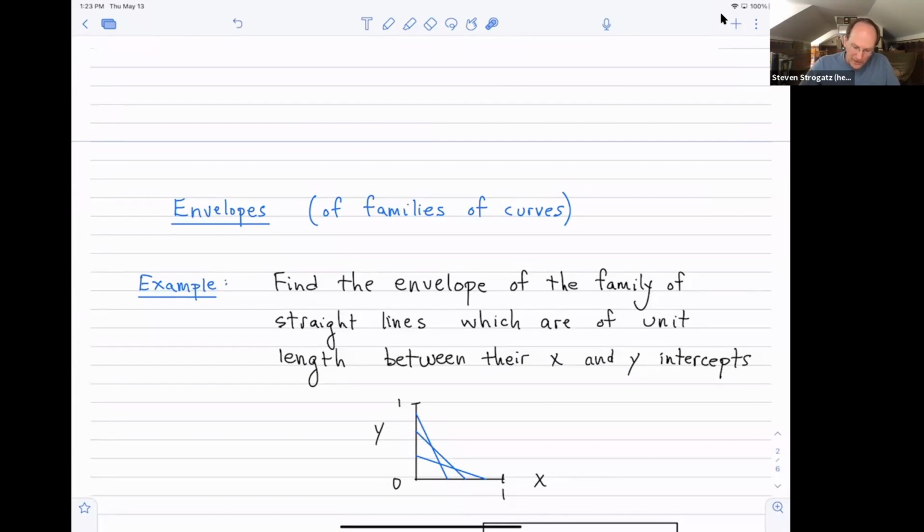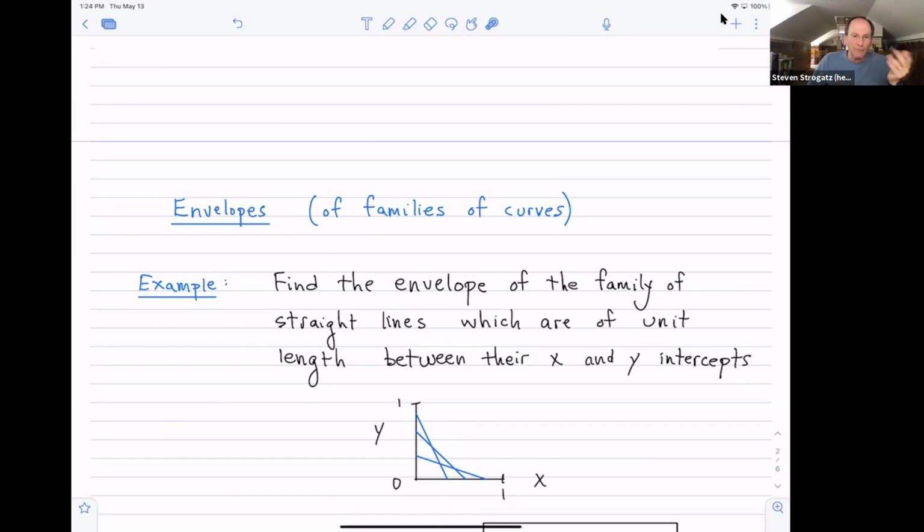So as you can see, this looks like it's trying to have a bounding curve, and that's what we mean by this envelope. It's a curve with the property that each of these tangent lines is touching the curve at one point and is tangent to the curve. Is there a curve that has this property, that these lines are the tangent lines to that curve?